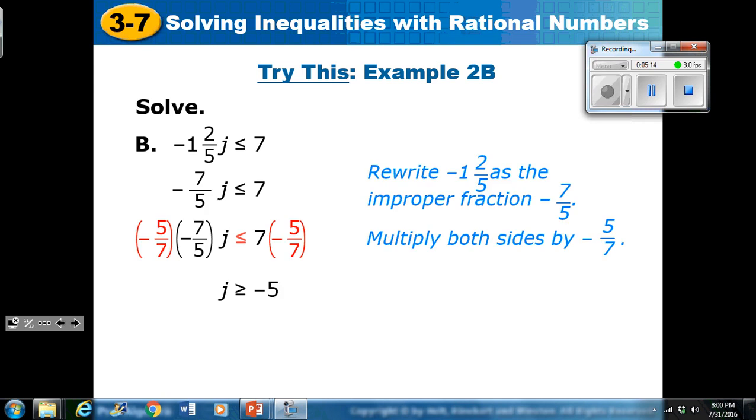This one's pretty tough, so I just want to take a minute to explain it. Here we took our negative 1 2/5 mixed number and simply changed it to negative 7/5 improper fraction. Then to get rid of negative 7/5, we multiplied by the reciprocal, negative 5/7. Whatever we do to one side, we have to do to the other side. And since we multiplied both sides by this negative, that causes the inequality to flip from less than or equal to greater than or equal to.